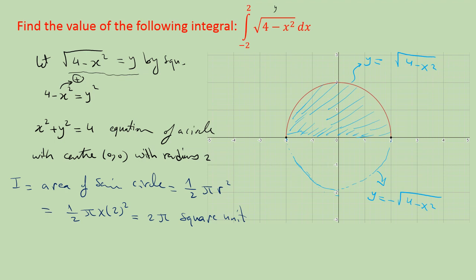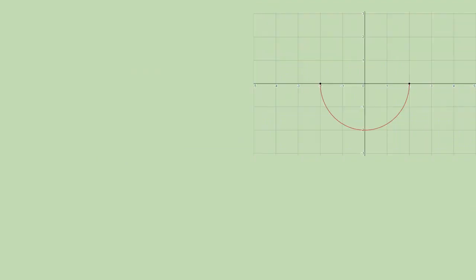We notice that the above half of the circle represents y equal to positive square root 4 minus x squared, and the half circle down represents the function y equal to negative square root 4 minus x squared. Here the function is y equal negative square root 4 minus x squared.